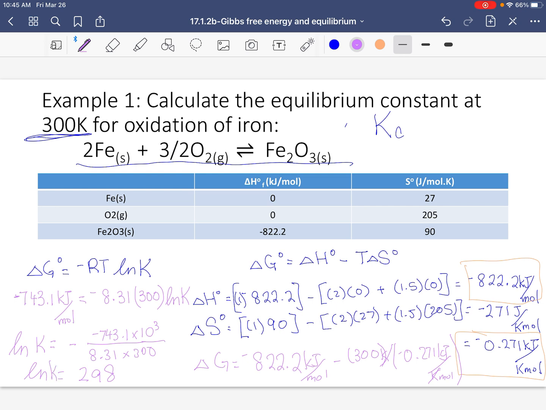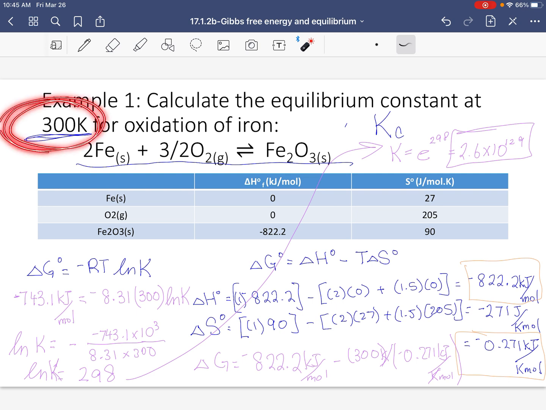So what is ln K? In this case, K is equal to e to the 298, and that is 2.6 times 10 to the power of 129. Wow! Check out this number. This number is huge. It's bigger than Avogadro's number. What does that mean for this reaction? This reaction, the oxidation of iron, is never going to go backwards. At 300 K, which is pretty much close to SATP, this reaction is always going to go forward.